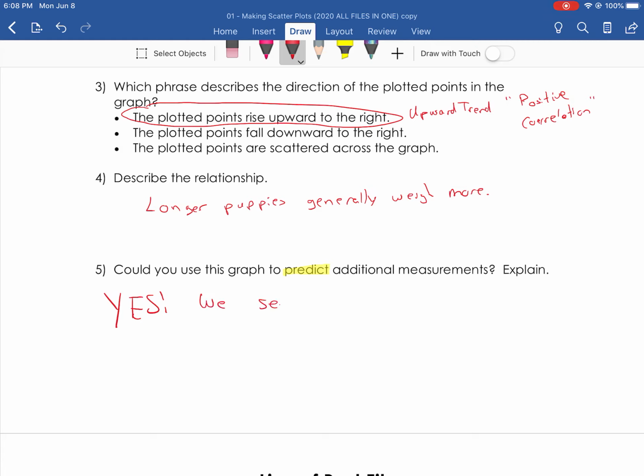Yes, we see a trend. Trend, what a good word in this section. When we see a trend, we sort of know where this is going.